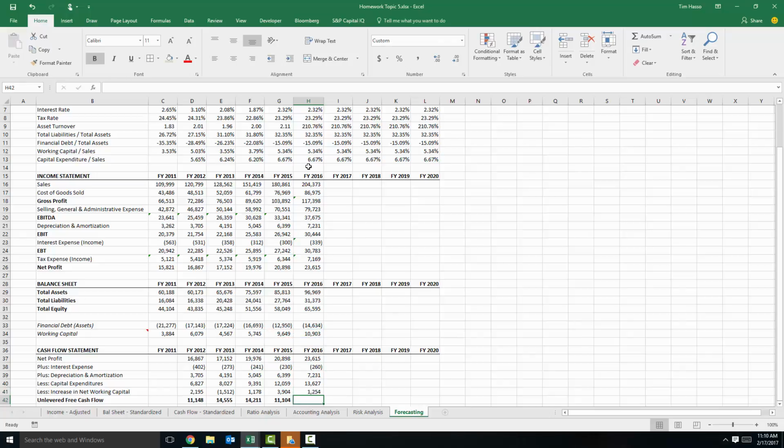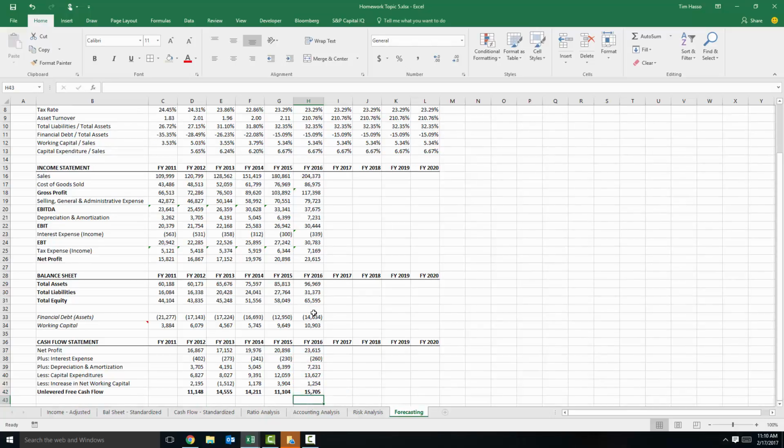And then finally, we come to the unlevered free cash flow, which is equal to the net profit plus interest expense plus depreciation and amortization minus capital expenditure minus increase in net working capital. So we have a positive 15,705. So now we've calculated all the forecasting for 2016.